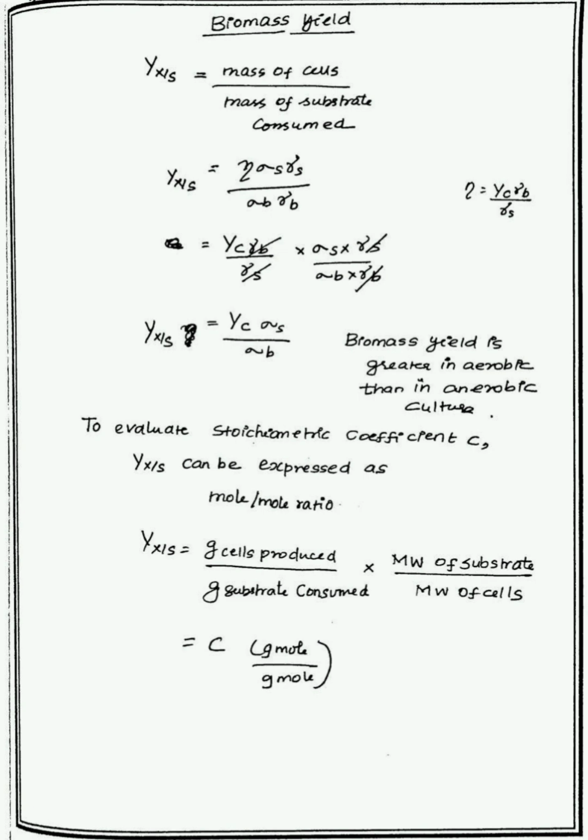So in this Y of X of S, I am substituting that eta value here. You can strike out the gamma b and gamma s. So finally you will get Yc gamma s by gamma b. This is the biomass yield. It is greater in the aerobic than the anaerobic culture. If you try some problems, you will come to know how it comes out greater for the aerobic than the anaerobic culture.